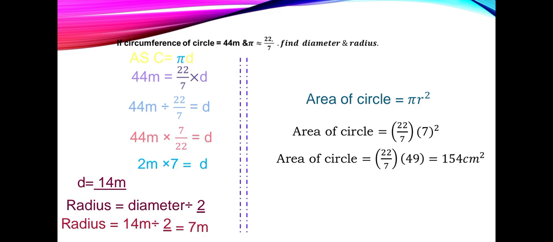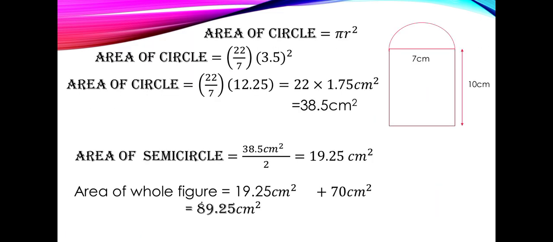Area of circle is equal to pi r squared. So area of circle is equal to 22 over 7 multiplied by 7 square, which is 22 over 7 multiplied by 49. That gives you 154 centimeter square. Okay.